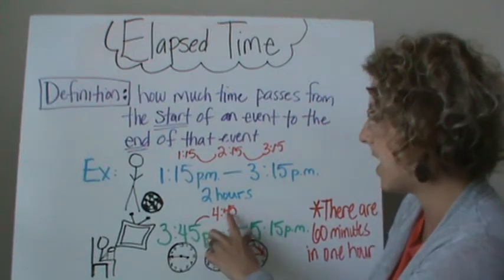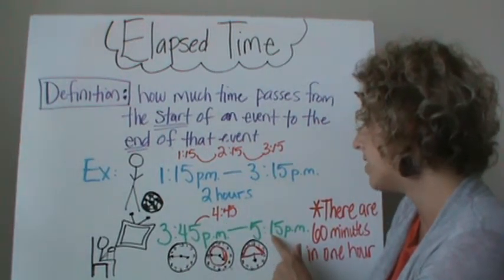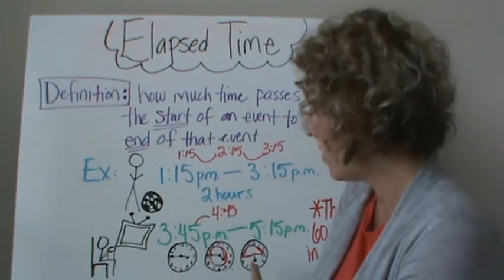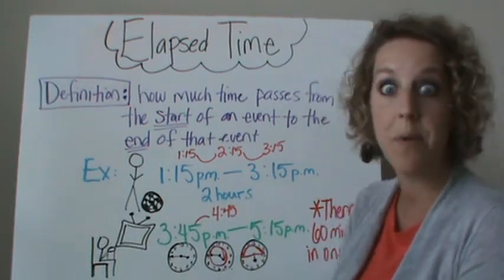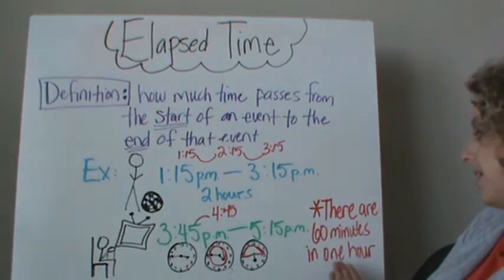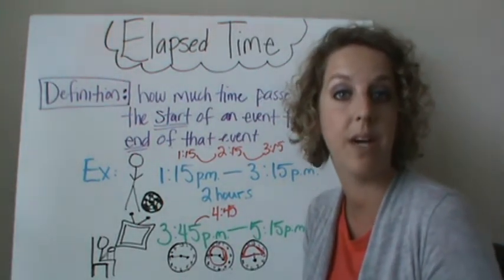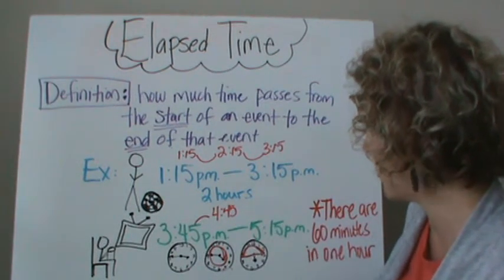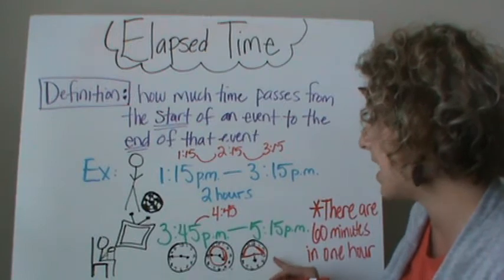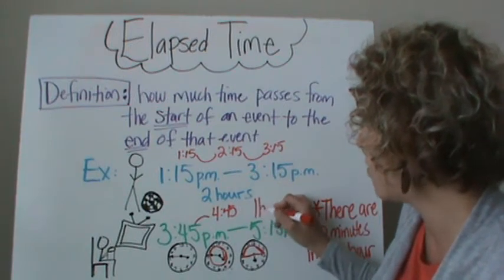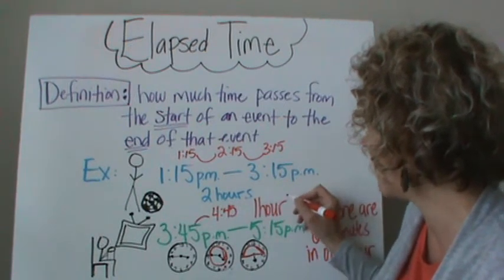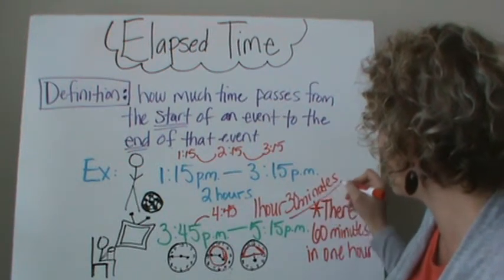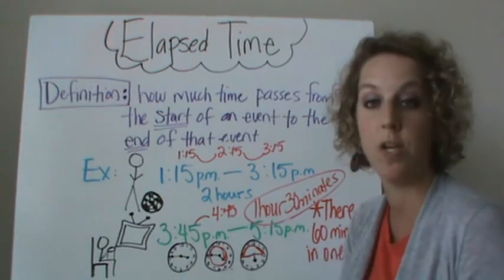So from 3:45 to 4:45, now we're going to 5:15. So instead of going 1 whole hour, we only want to go half an hour. And remember, there are 60 minutes in 1 hour, so half of an hour is 30 minutes. So right here we have half the hour, 30 minutes. So if we want to know how much time has elapsed, we would know that it's 1 hour and 30 minutes have elapsed during your movie.